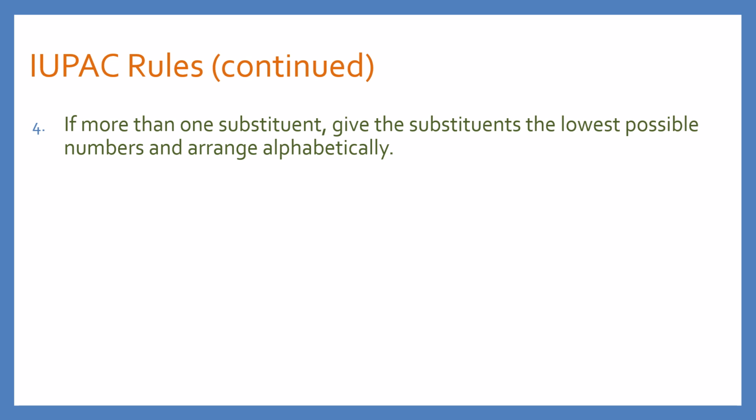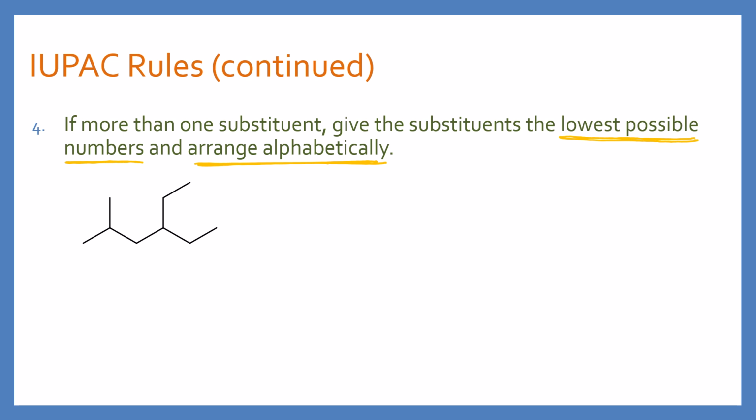If there is more than one substituent, you give the substituents the lowest possible numbers and arrange alphabetically. You're going to see this phrase over and over. Anytime you're not sure where to start numbering, it's always that you need to give the lowest possible numbers, unless there is some other priority, and that's not going to come up until we get to things outside of alkanes. And then also arrange alphabetically is the other kind of tricky part here.